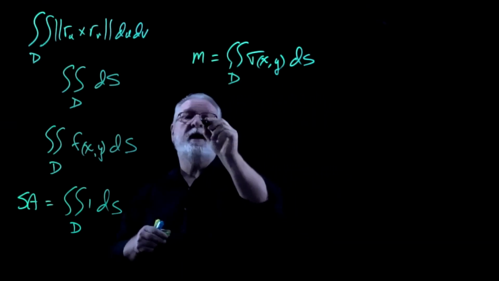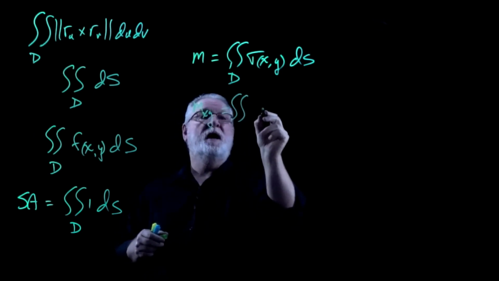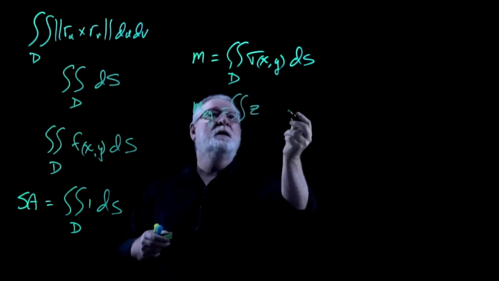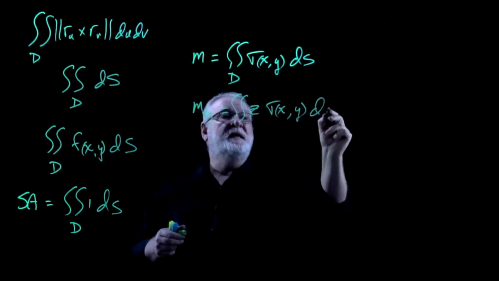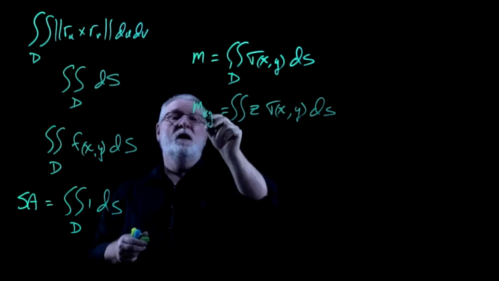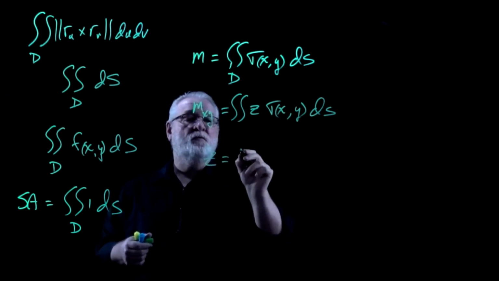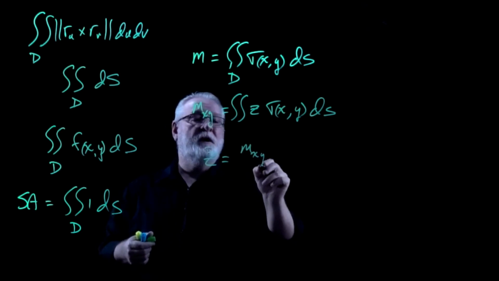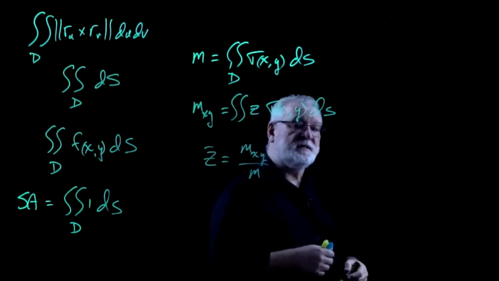And then I could go ahead and find M of xy by throwing the z coordinate in there, sigma of x, y dS, and then I could find the z coordinate of the center of mass by taking the ratio of the moment for x and y to the mass itself. And I could do the same for the y and the z directions.